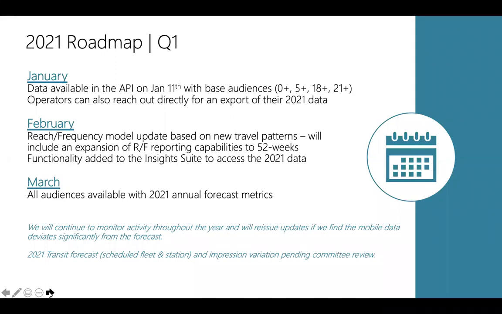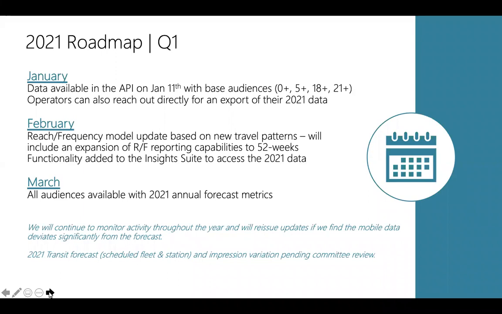And also functionality during that time, we'll also be adding the functionality to the Insight Suite so you can access the 2021 data there, but also be able to toggle between 2020 data and 2021 data. That's the goal and ultimately what we're working towards and why there's the slight delay in getting it into the Insight Suite right away. And then as we look to March, we'll have full audiences available for the 2021 annual forecast. So full audiences with all metrics.